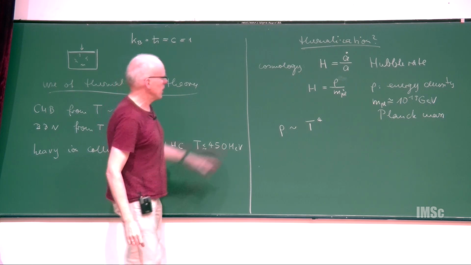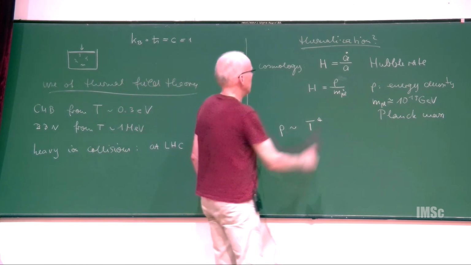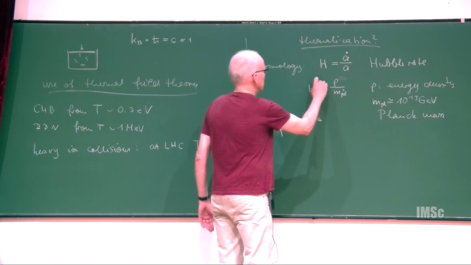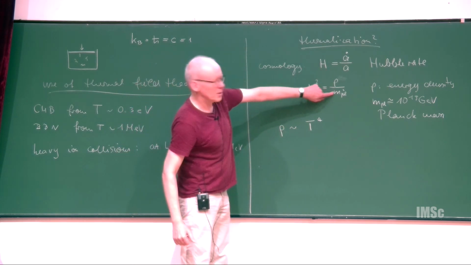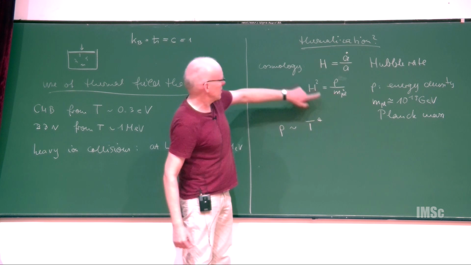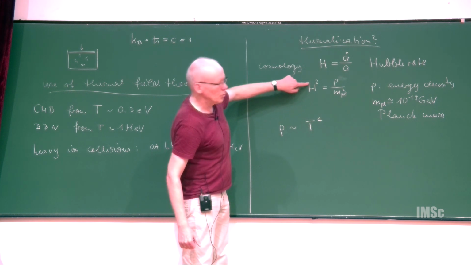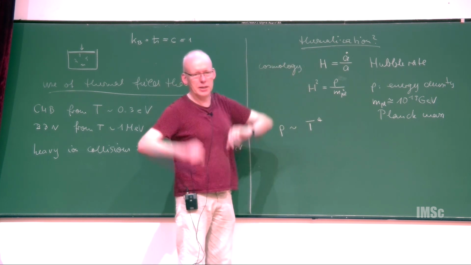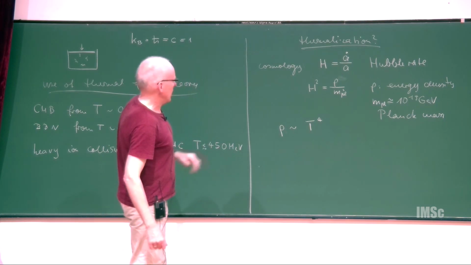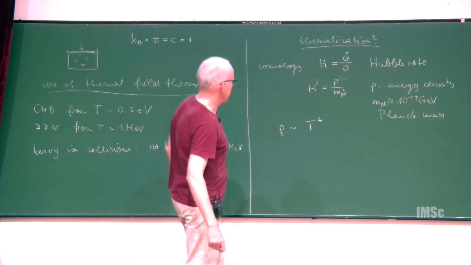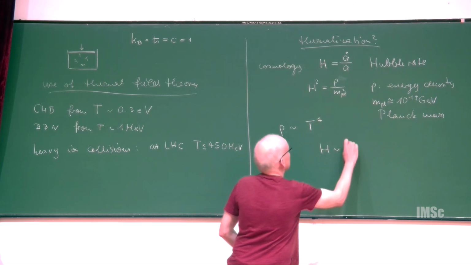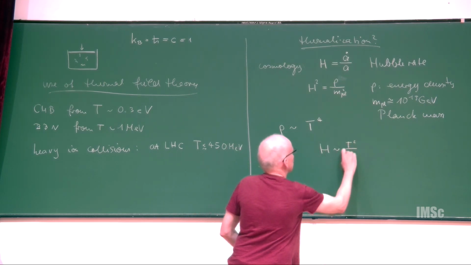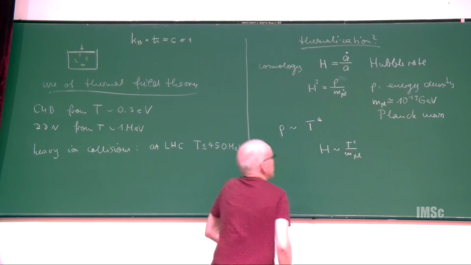So the Hubble rate, I'm sorry, this is wrong. This is H squared. This has mass dimension 4, and this has mass dimension 2, because it's 1 over time squared. So if we take the square root here, we get the Hubble rate, which is of order T squared over the Planck mass.